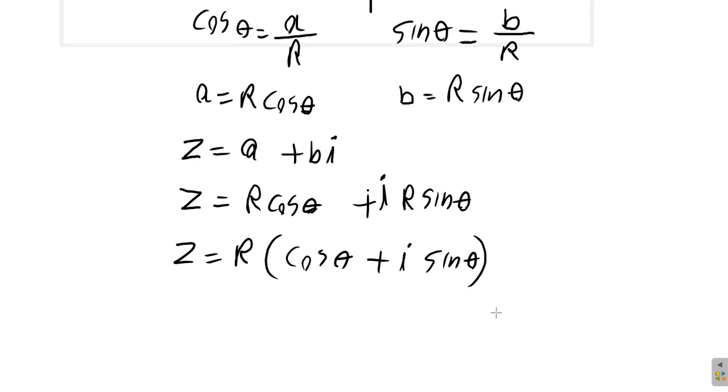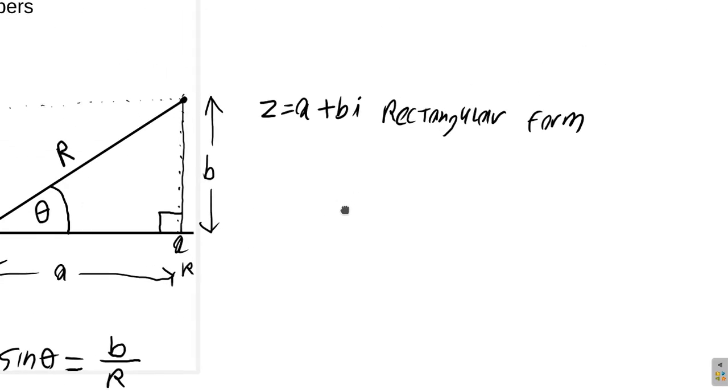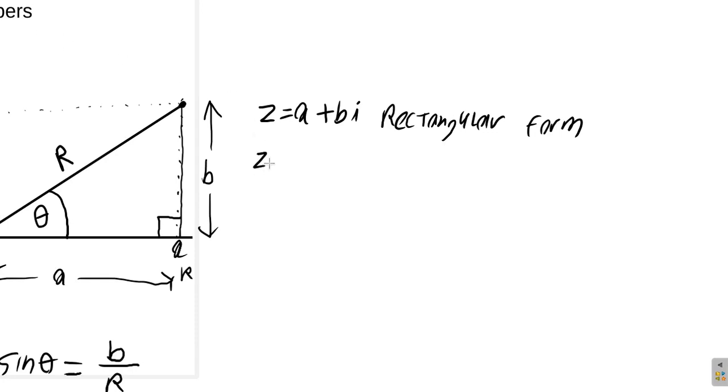Now here, this is called the polar form. You don't necessarily have to put the bracket there. So let's label this as the polar form of the complex number. Alright? R cos theta plus I R sin theta. So Z equal R cos theta plus I R sin theta.